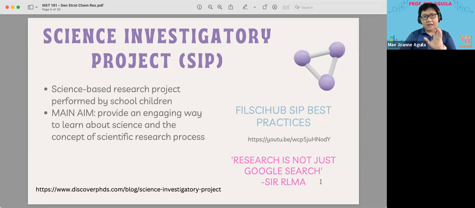And one thing that really captured my mind is his statement that research is not just Google search. So the science investigatory project that you're going to introduce to your students in the future should not just be going into an internet shop or logging into their computers and just firing up Google and doing the search. That's not the research that we are referring to.